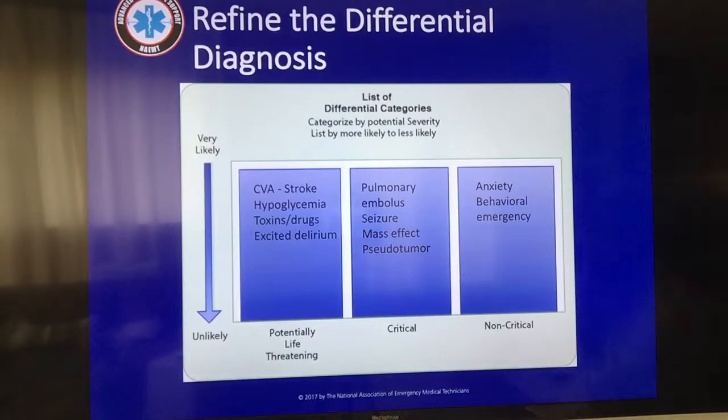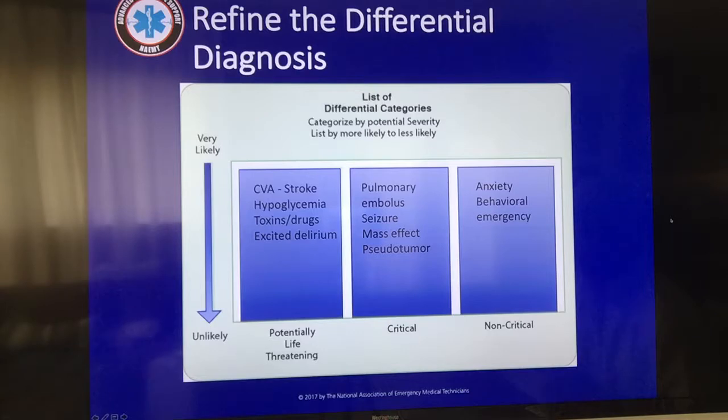What is our differential diagnosis now that we've gotten all of our assessment and history? Are we going with toxins and drugs, and what do we do for them? As we look to see, in the future of our call management, where do we go? What are we going to move our patients with?